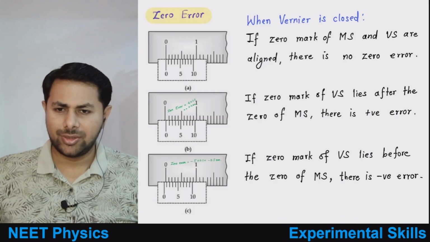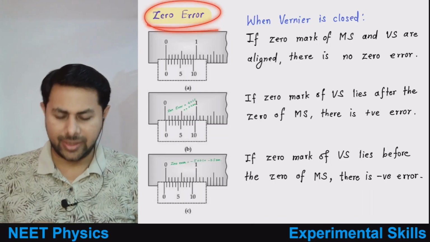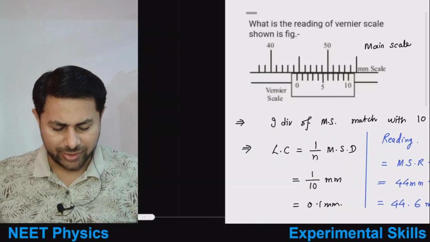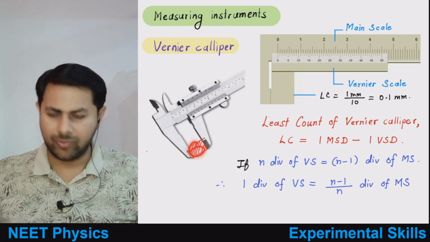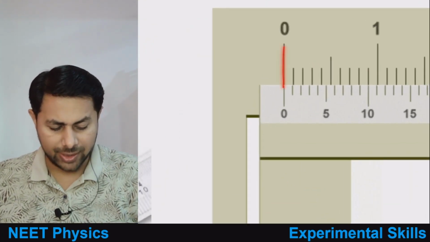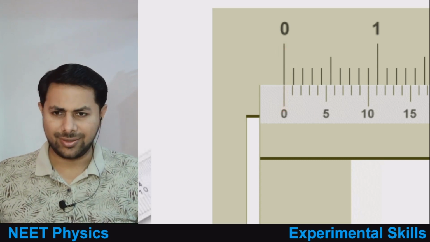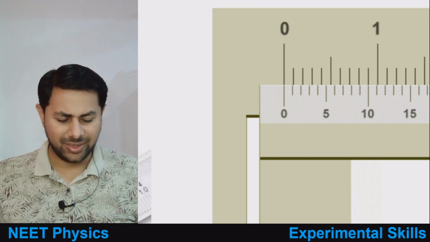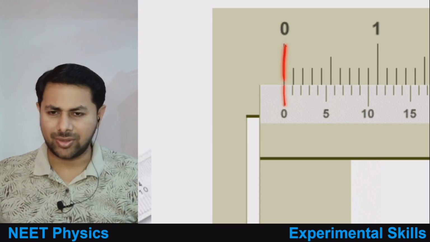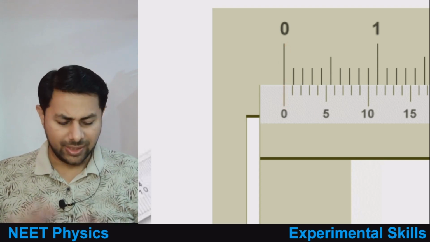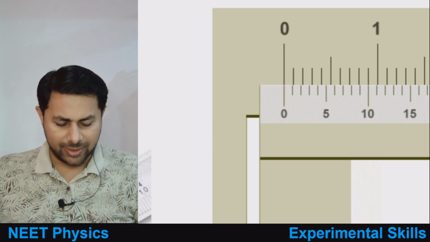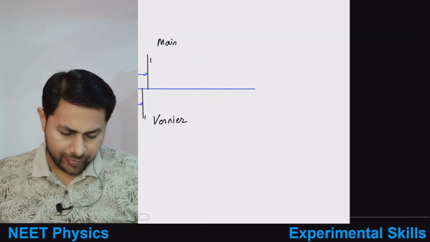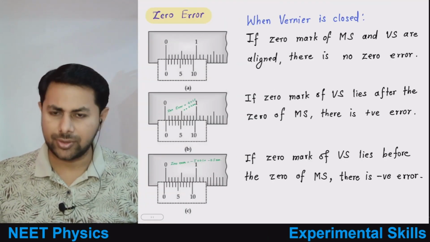Yes, no. So sometimes there can be an error in the instrument. When there is nothing kept in the two jaws of this Vernier scale, then what should happen? 0 of the main scale should match with 0 of the Vernier scale. So in that case there is no 0 error. When the Vernier scale is closed and both zeros match, there is no 0 error. But sometimes those two zeros don't match.